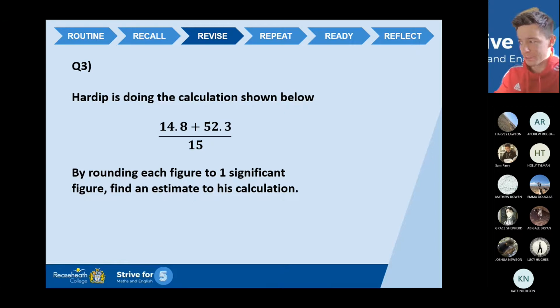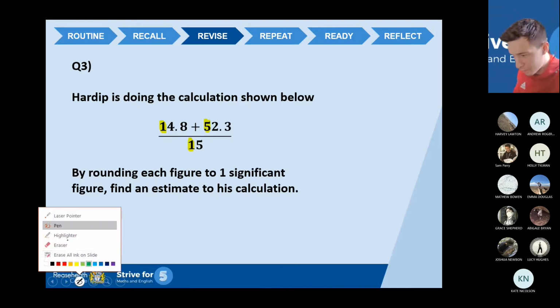It says, Hardip is doing the calculation shown below. 14.8 plus 52.3 divided by 15. By rounding each figure to one significant figure, find an estimate to his calculation. So with a question like this, when it says round each figure, you kind of have to do as it says, okay? And when we round each figure to one significant figure, essentially we're looking at the first number. So in this case, the number 1, the number 5, and the number 1 here. And we're looking at what the number next to it will do to it, okay? What impact it will have.